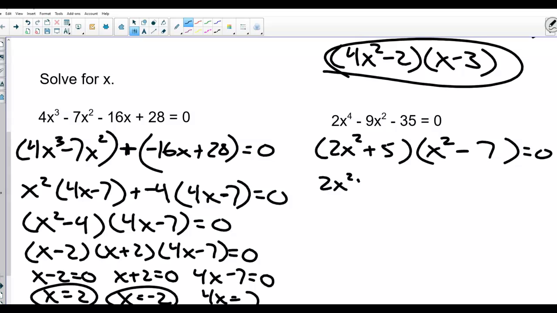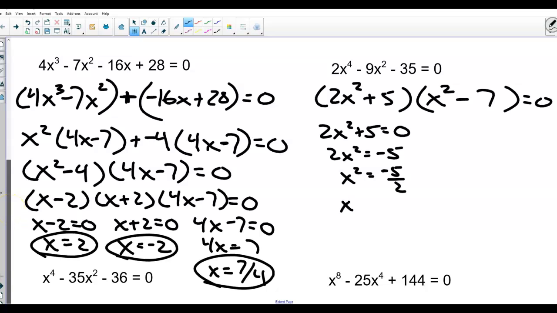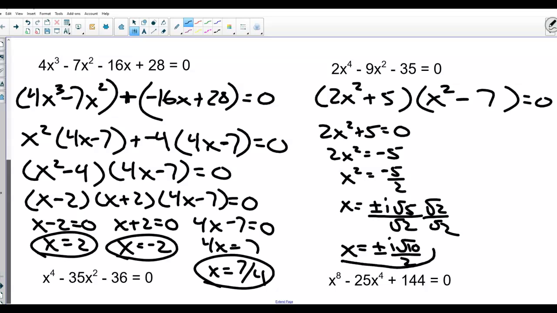Now we need to set each parenthesis equal to 0. This is where it's a little more challenging. 2x squared equals negative 5. x squared equals negative 5 over 2. And when you take the square root of negative 5 over 2, it's plus or minus i root 5 over root 2. You have to rationalize that denominator, root 2 over root 2. So the answer is plus or minus i root 10 over 2. You do need to rationalize. That's not optional.